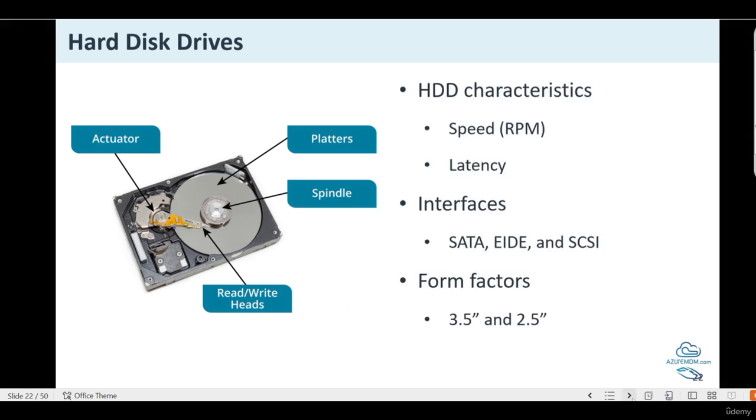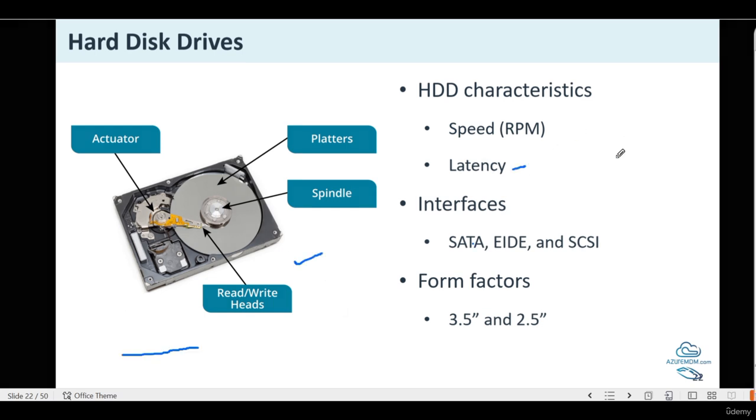Now, HDD characteristics. HDDs store data on spinning magnetic disks, as we have discussed, offering large affordable storage but slower speeds than SSDs due to moving parts. The speed is measured in RPM, which is rotations per minute, for example, 5,400 RPM to 7,200 RPM. Higher RPM means faster data access but more heat or noise that comes from the CPU.